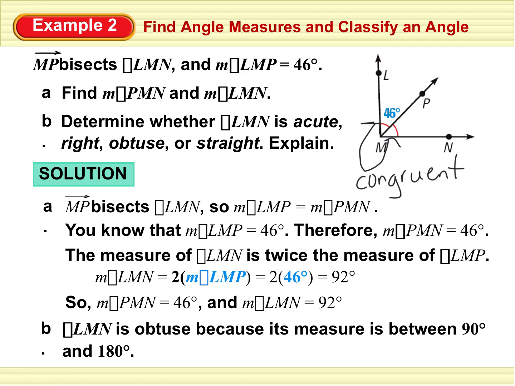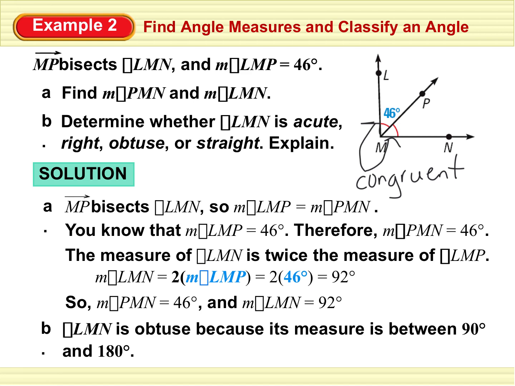So what you're telling me is that an angle can have two different types? Look at the lines, they're not matched up. If they were matched up, that would mean that whole angle is split because it's congruent. 46 plus 46 to find the whole angle.